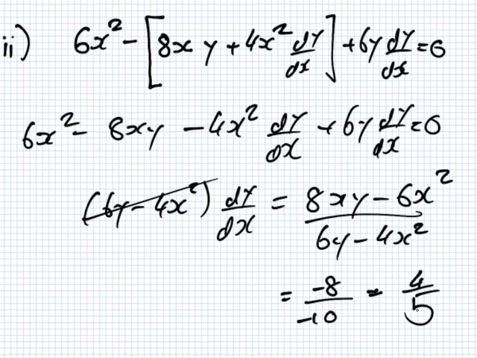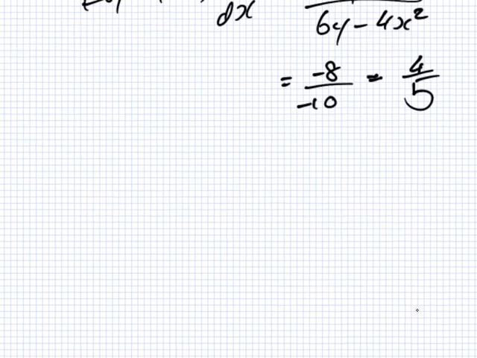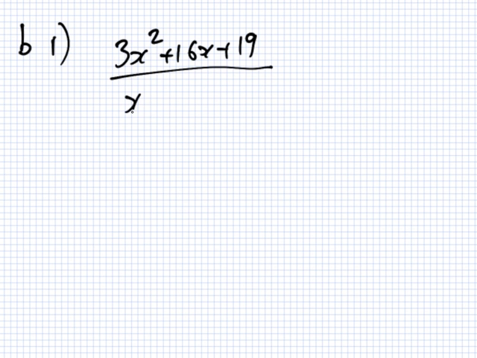Right, next one is everybody's favourite: partial fractions. Please contain your excitement. Right. B1. f(x) equals, well, they tell us what they want, so let me start off with the expression. It's 3x squared plus 16x plus 19 over x squared plus 5x plus 6.